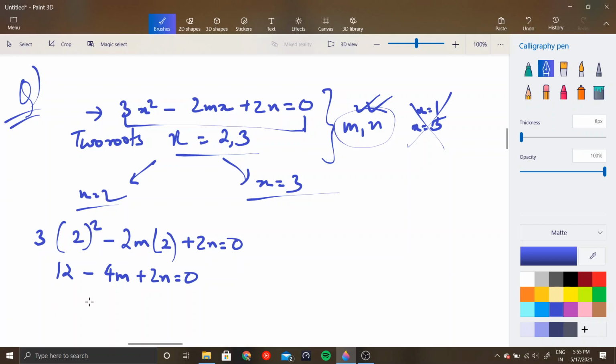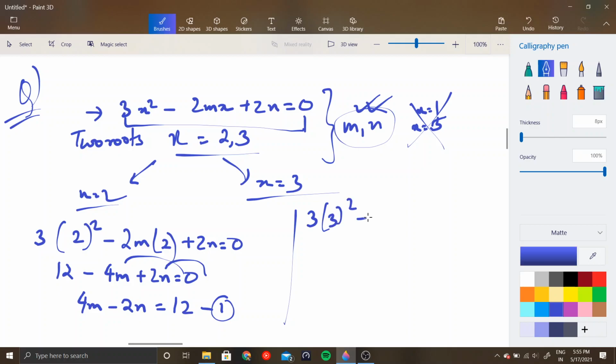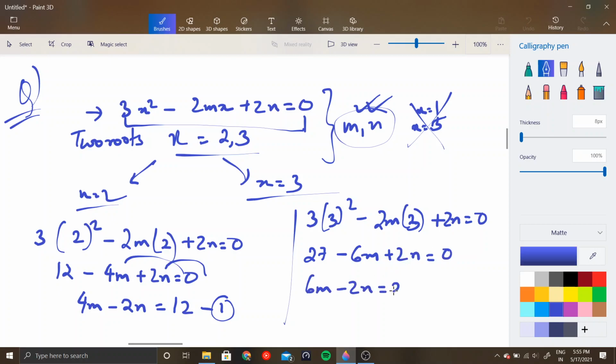So we have 4m minus 2n equal to 12, right? We bring this to this side. This is our equation 1. Substituting x by 3, we get 3 into 3 squared minus 2m into 3, sorry, 2 into 3, plus 2n equal to 0. This comes out as 27 minus 6m plus 2n equal to 0. So 6m minus 2n equal to 27. This is equation 2.